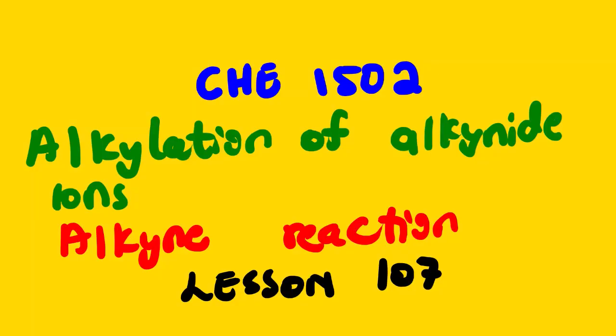Our lesson for today will be looking at chemistry 1502. We are still busy with alkyne reactions. The topic for today is alkylation of alkyne ions. Let us start. Remember that we've learned the synthesis of how to form the alkyne ions using a strong base. Now in this lesson we are going to take it further, to the alkylation of the alkyne ions.